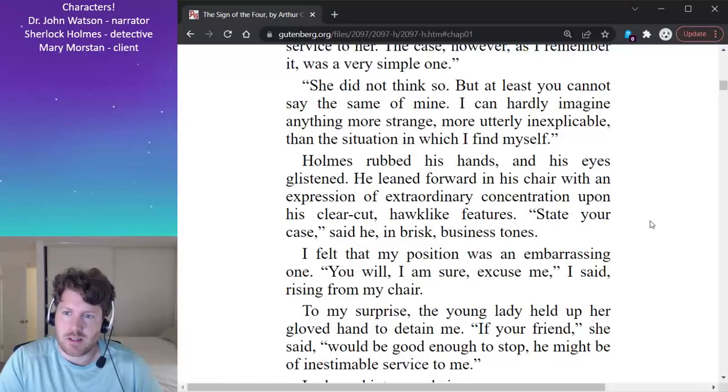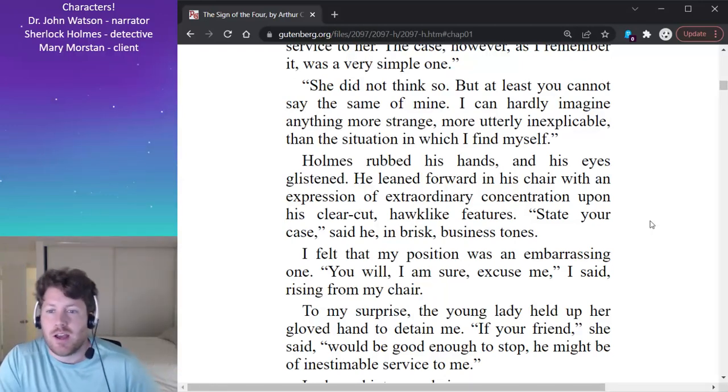Holmes rubbed his hands, and his eyes glistened. He leaned forward in his chair with an expression of extraordinary concentration upon his clear-cut, hawk-like features. State your case, said he, in a brisk business tone. I felt that my position was an embarrassing one. You will, I am sure, excuse me, I said, rising from the chair.